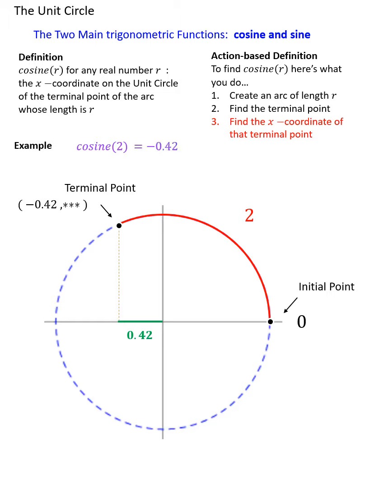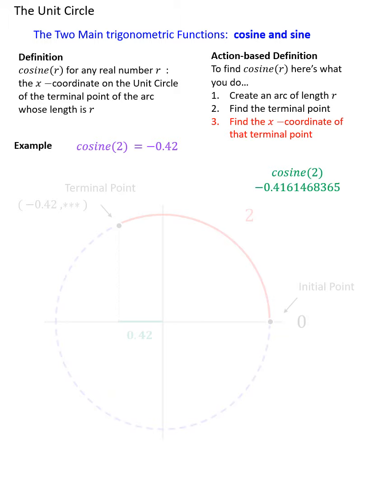Now here's a subtlety you may have thought of. Why on earth would I need all that unit circle work? Why would I even need the action-based definition or the mathematical definition at all? If a calculator will find the cosine of 2 for me, why do I need any of this? Well, to find the cosine of 2, you really need a calculator.